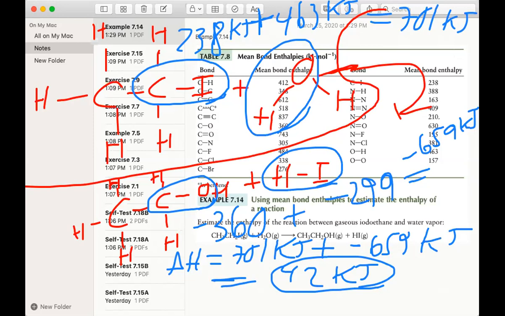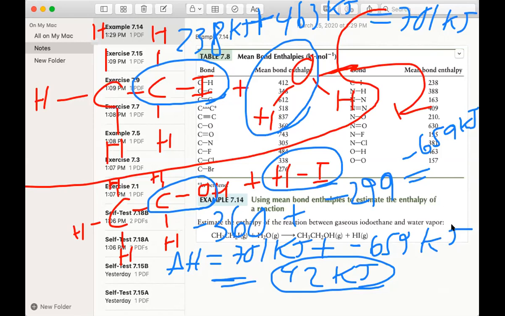Sorry, Dr. J, I have a question. Yes, that's fine, Ryan. It's always a heat required to break a bond, but let's say this reaction was in reverse. Would the answer be negative or would it still be positive? Yeah, the answer would be negative because you take whatever numbers are in this table and you give them a negative sign if they're in the product, okay?